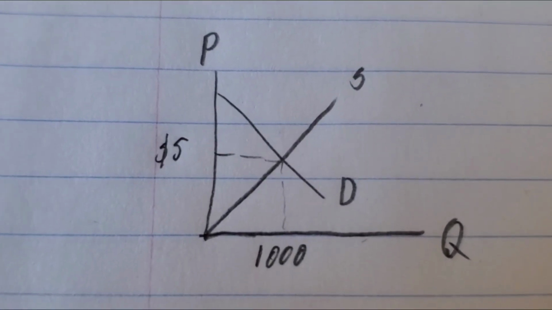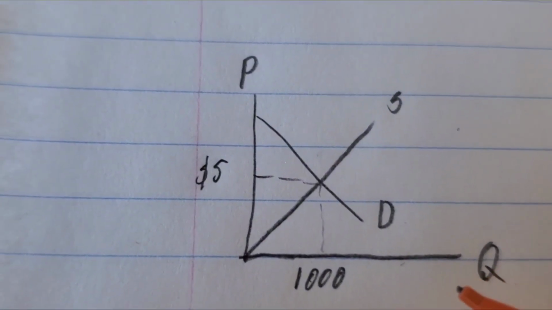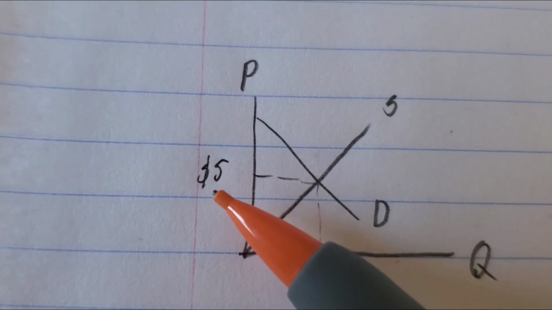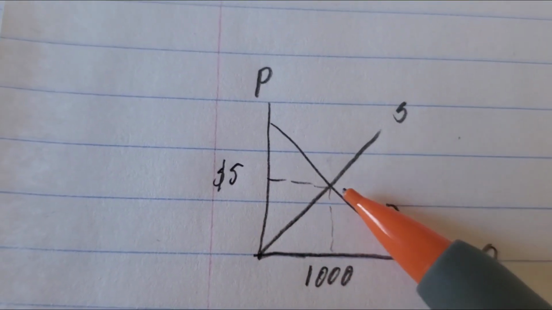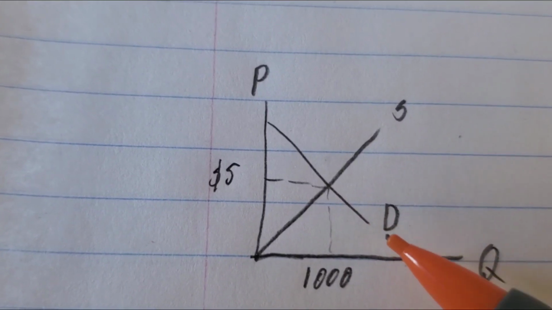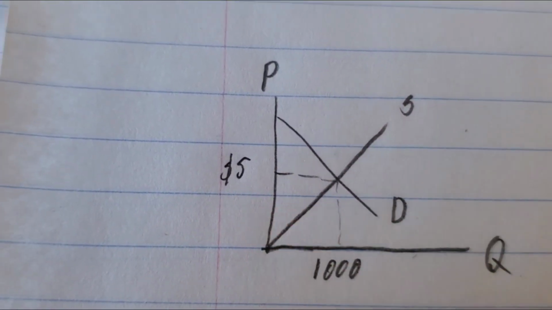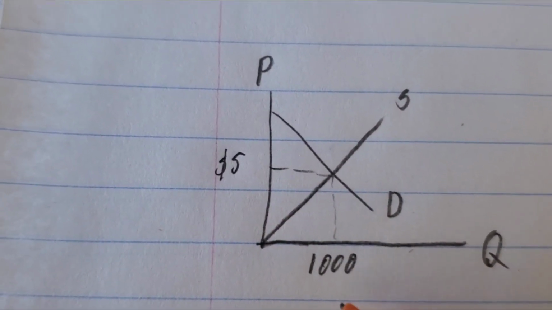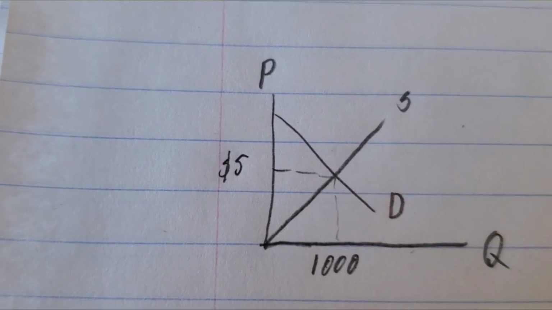This graph represents cigarette sales before the tax is imposed. As you can see, the buyer is paying $5 per pack and the supplier is receiving $5 per pack, and they're selling around 1,000 packs.